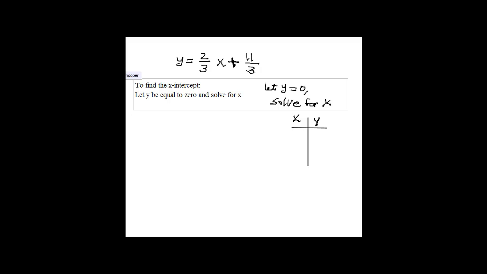If y is equal to 0, what is x? So let's start with the equation again: y is equal to 2/3 x plus 11 over 3. What we're going to do is substitute 0 for each y and solve for x. Okay, first of all, can I see a check mark next to everyone's name if you can follow up to this point, please?